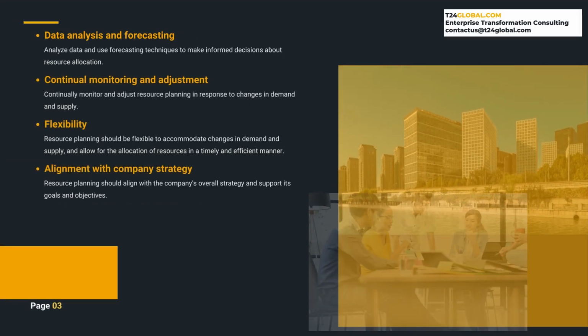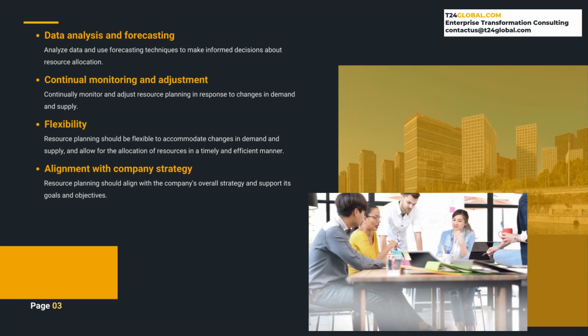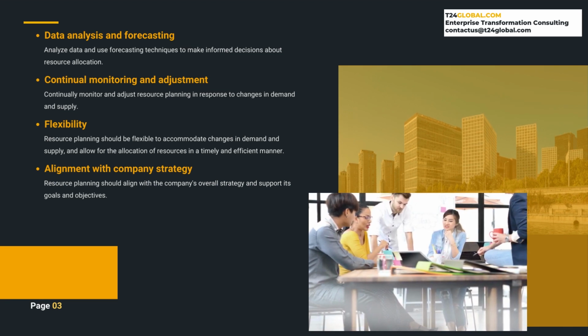5. Data analysis and forecasting. The fifth best practice of resource planning is to analyze data and use forecasting techniques to make informed decisions about resource allocation. This practice is critical to ensure that resources are allocated in a way that maximizes efficiency and effectiveness. For example, data analysis can help identify patterns in demand that can be used to adjust resource allocation accordingly.